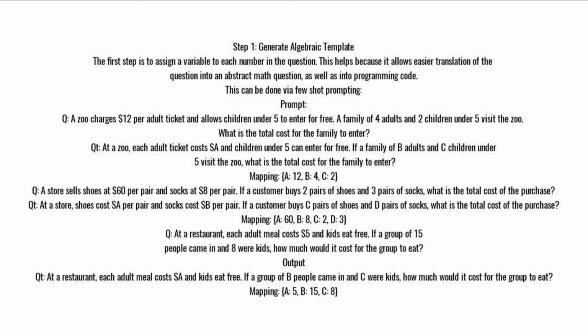Question: at a restaurant, each adult meal costs $5 and kids eat free. If a group of 15 people came in and 8 were kids, how much would it cost for the group to eat? Output: QT. At a restaurant, each adult meal costs $A and kids eat free. If a group of B people came in and C were kids, how much would it cost for the group to eat? Mapping: A, 5, B, 15, C, 8.